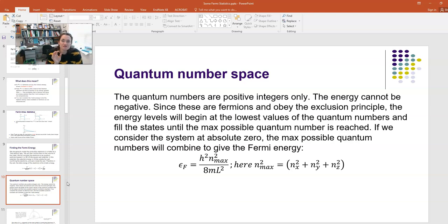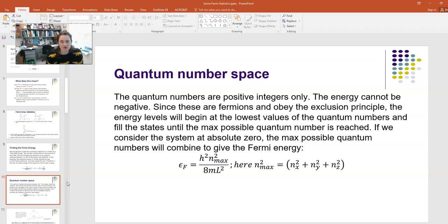Now, these are also fermions, and they obey the exclusion principle. So what that means is that the energy levels are going to begin at the lowest values of the quantum numbers, and then they're going to fill those states until the maximum possible quantum number is reached. So if we consider the system to be at absolute zero, then the maximum possible quantum numbers are going to combine to give that Fermi energy, right? So here we're merging these two models.